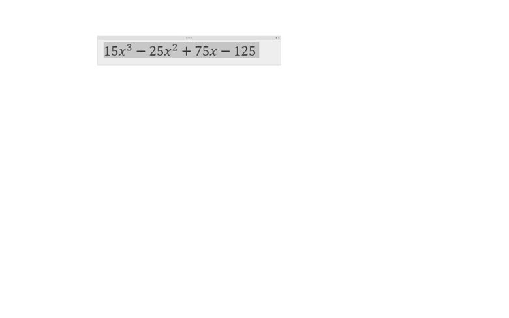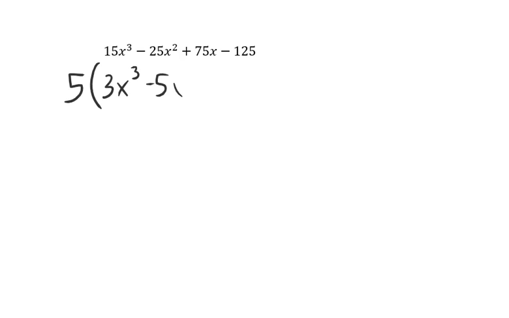Let's try this one. It looks like factor by grouping. There are 4 things, so I think factor by grouping. But before I do that, I look for a GCF, and I see one. Out of this whole problem, I can take out a 5. I can make it 5 times 3x cubed minus 5x squared plus 15x minus 25.